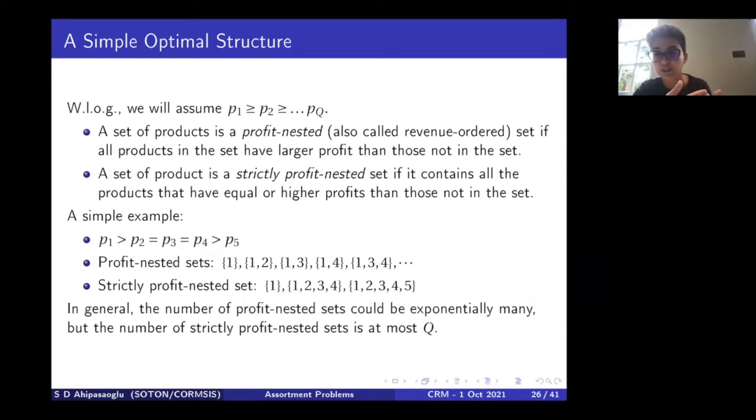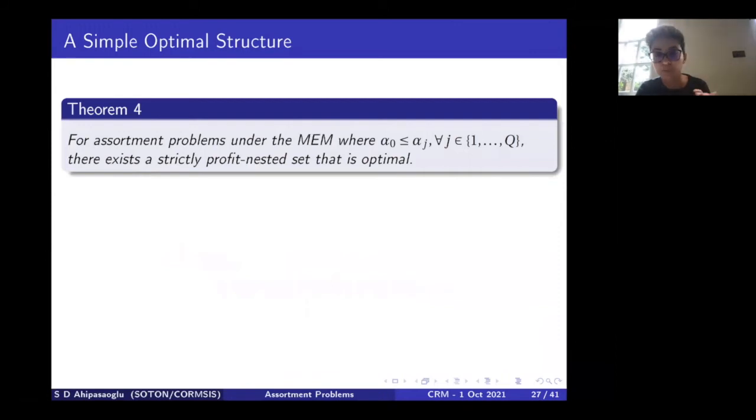But if you can prove a result that the optimal solution will have a strictly profit nested set, then you're looking at most Q sets. And that's the result that we have. So we have proved that if the MEM problem has the property that the marginal distribution parameter alpha zero for the outside market is less than or equal to the parameters of all the other products, then there exists a strictly profit nested set that is optimal. So this gives us a way to solve the problem if these assumptions hold.